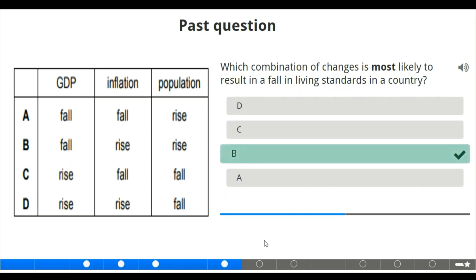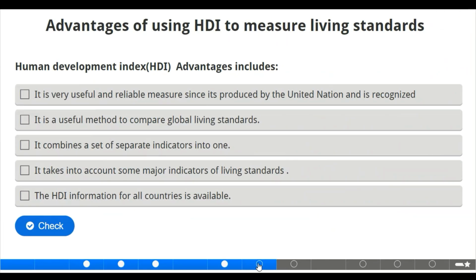Let us check. Of course, we got this. Let us move to the next slide. Moving to the next slide, we now have the advantages of using Human Development Index to measure standard of living. As we have the advantages of using GDP per capita to measure living standard, we also have the advantages of using Human Development Index to measure living standard also.